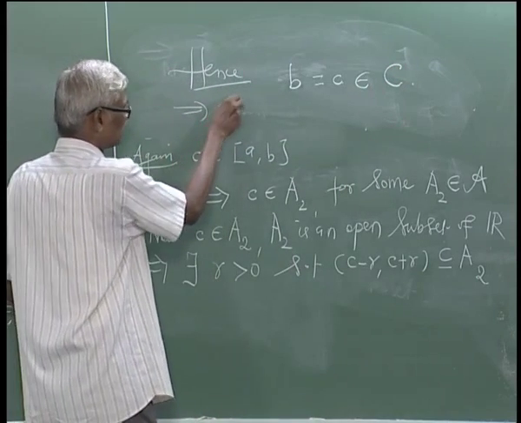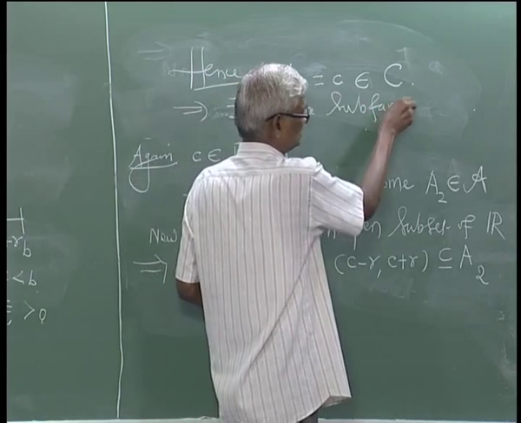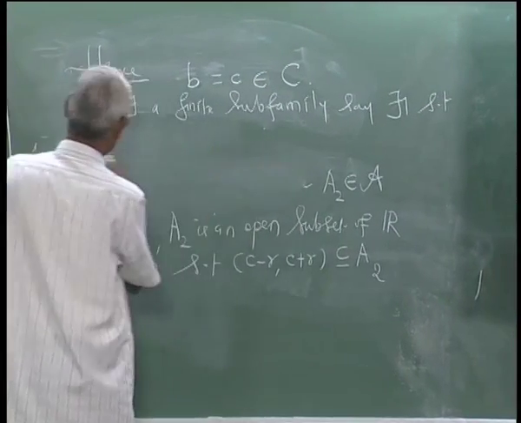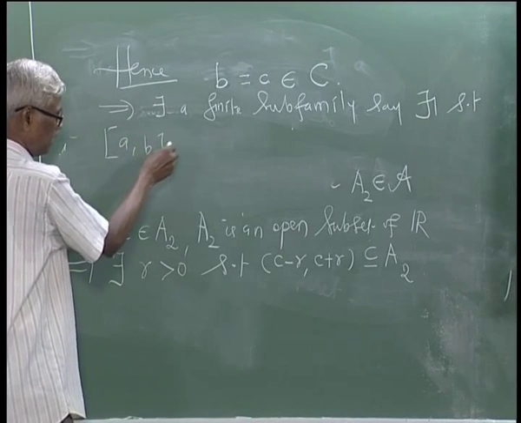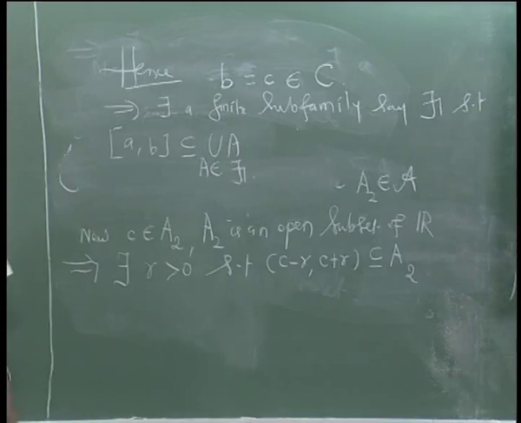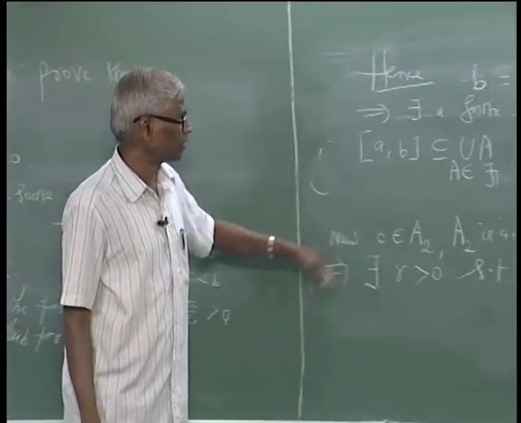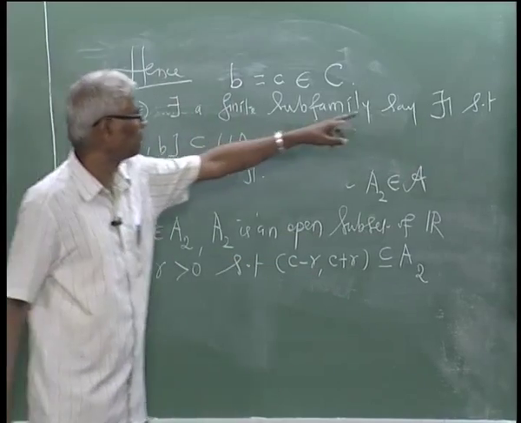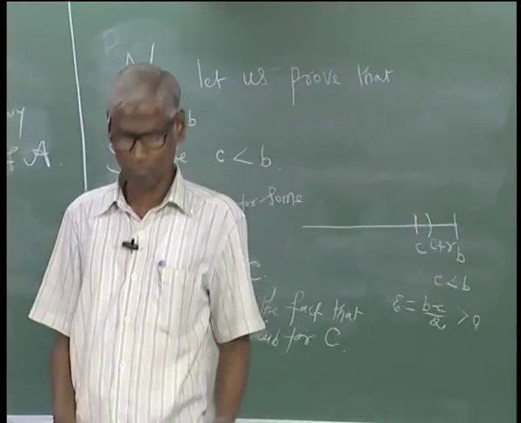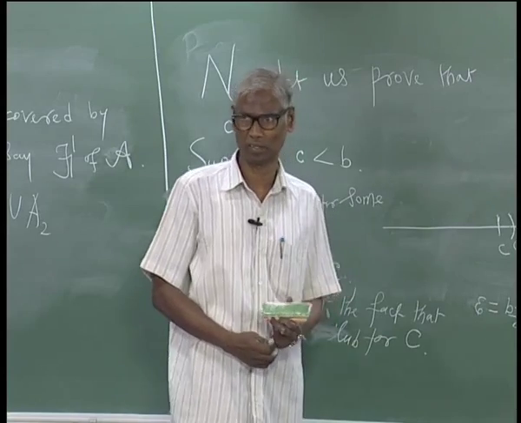This implies there exists a finite subfamily, say script F, such that the closed interval A comma B is a subset of the union of A, A belongs to script F. So, we started with an open cover for the closed interval A comma B, then we have got a finite subfamily of script A, so that subfamily covers the closed interval A comma B. Hence, by our definition, the closed interval A comma B is a compact subset of R.